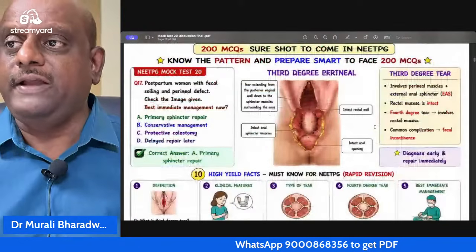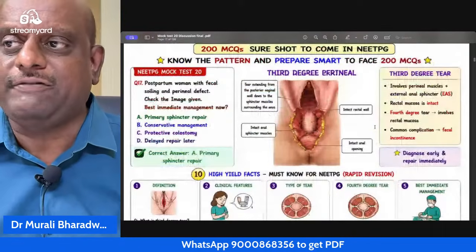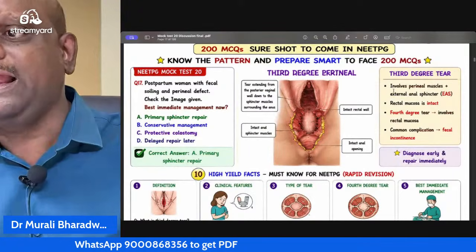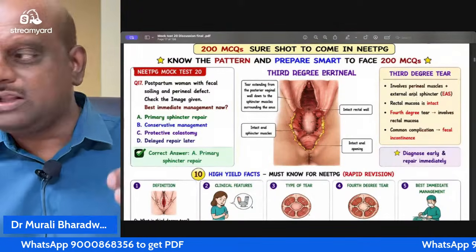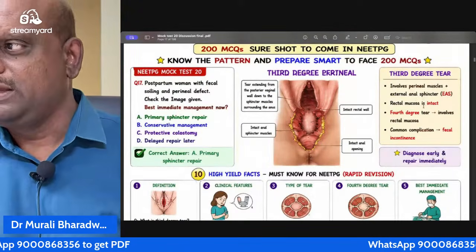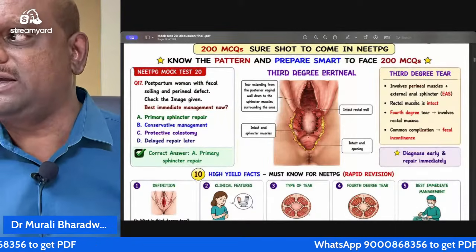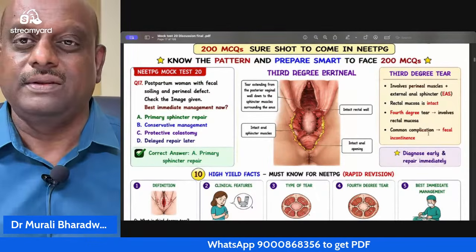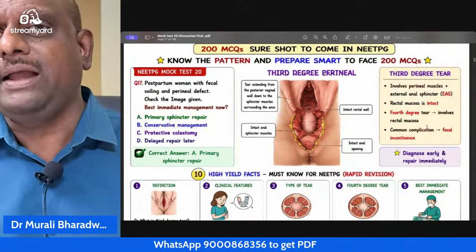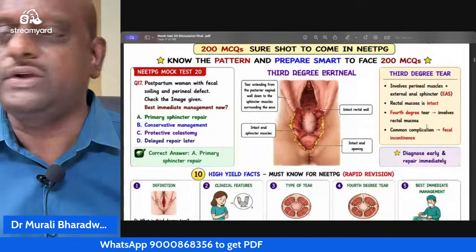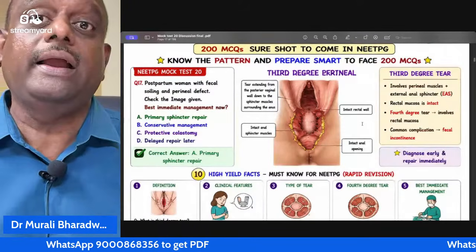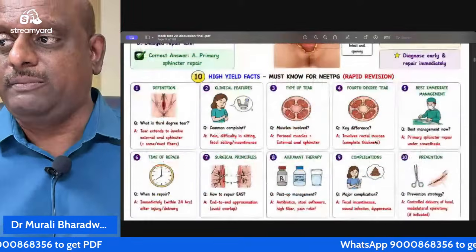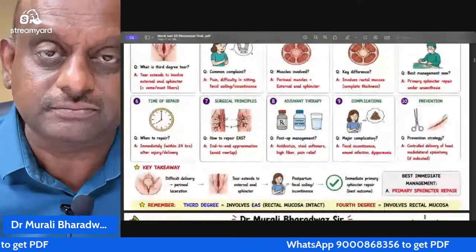Postpartum women with fecal soiling and perineal defect. So a third degree perineal injury involves perineal muscles plus external anal sphincter. The rectal mucosa is intact. And in fourth degree, the rectal mucosa is also involved. And commonly it leads to fecal incontinence, is what we need to basically remember.